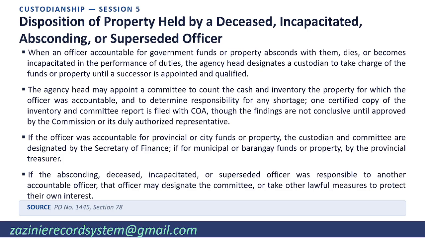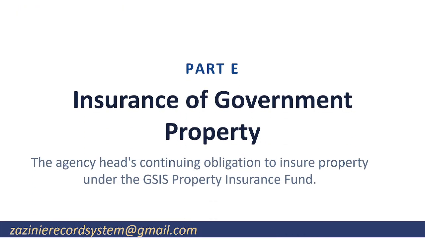Next slide. Part E, Insurance of Government Property. The agency head's continuing obligation to insure property under the GSIS's Property Insurance Fund. This part covers a duty that is easy to forget precisely because it only comes due once a year, the agency head's obligation to insure government property through GSIS. Next slide.